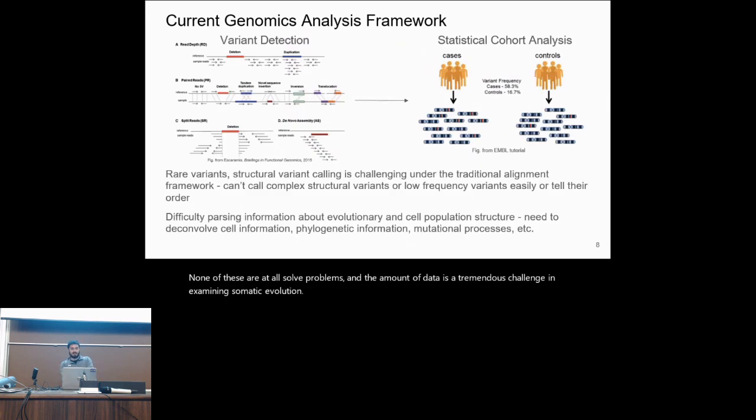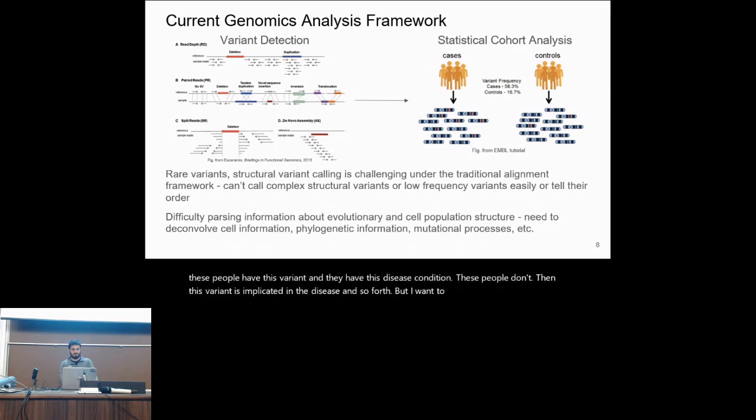So when we're thinking about how to analyze it, most of us are familiar with the sort of standard genomics analysis framework you could think about in terms of a GWAS study. So you take a bunch of variants, you align it to the genome, and then you do a statistical cohort analysis. You'd say, these people have this variant and they have this disease condition, these people don't. Then this variant is implicated in the disease and so forth.